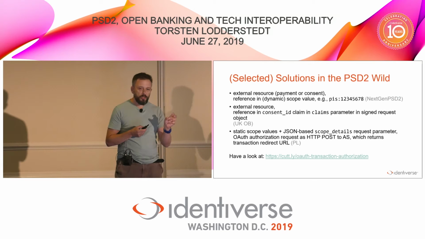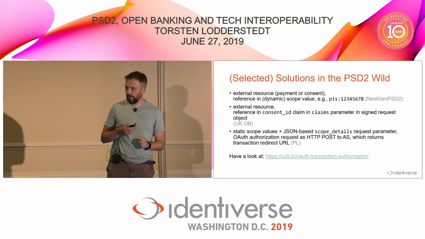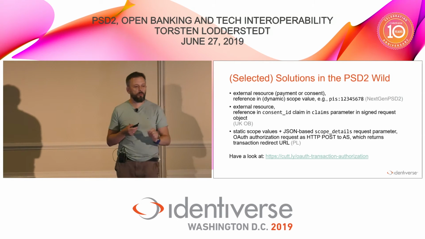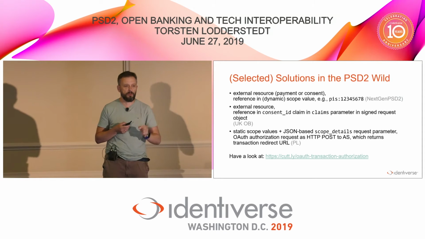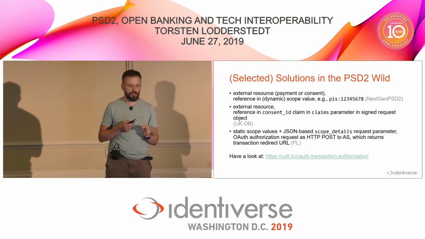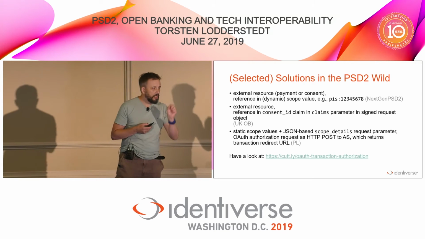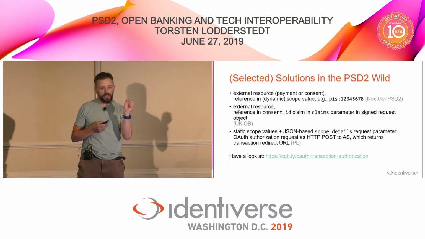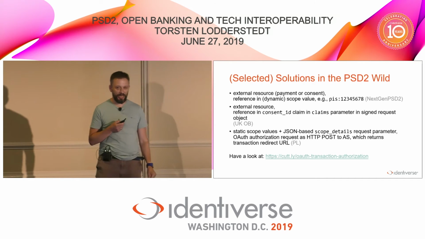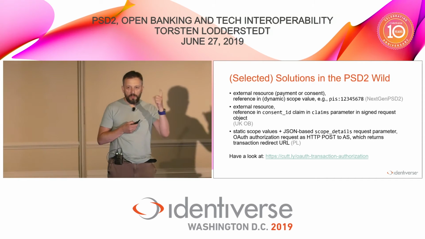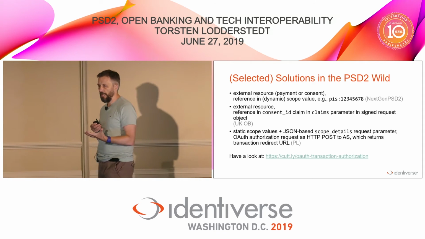UK Open Banking used a similar pattern, also using a resource, but the way the information about the specific resource is conveyed in the authorization process is a bit different. They use a consent ID claim within the claims parameter in a signed request, right? So both are calls by reference, if you like.